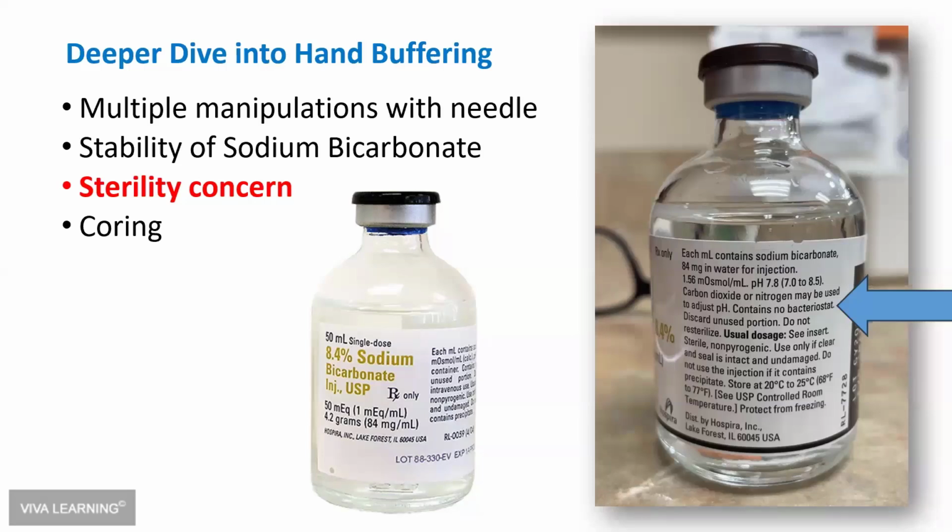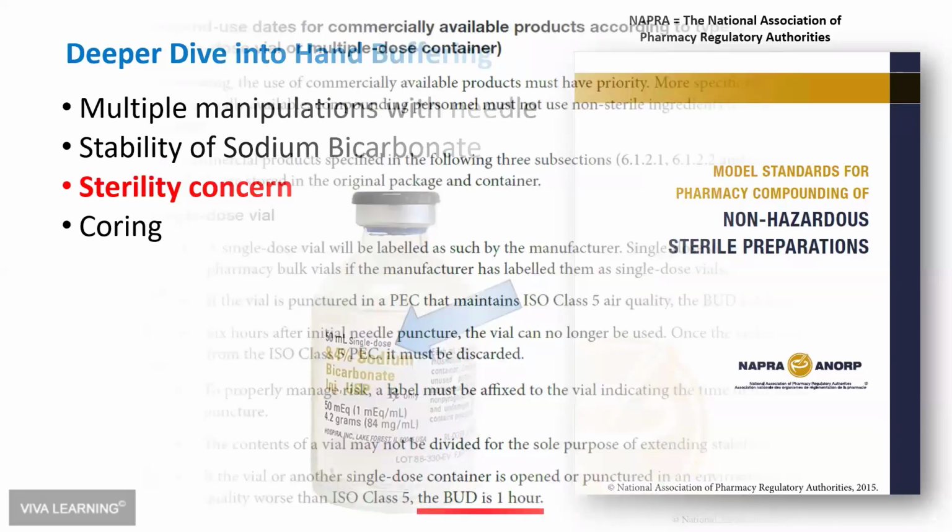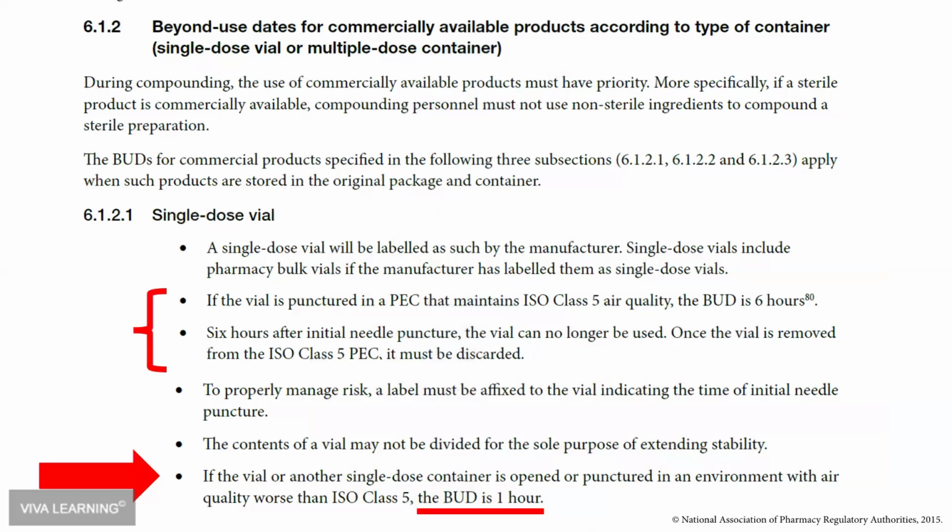So I looked at the National Association of Pharmacy Regulatory Authorities standards for pharmacy compounding, because I really wanted to see, if this is a single dose vial, how long can I keep it in the office? How many times can I use it? I mean, it says single dose, but geez, that's a lot of liquid. Am I just going to throw it away, or how long can I use it? According to the standards for a single dose vial, if the vial is punctured in a primary engineering control that maintains ISO class 5 air quality, the beyond use date is 6 hours. So that would be under a hood.